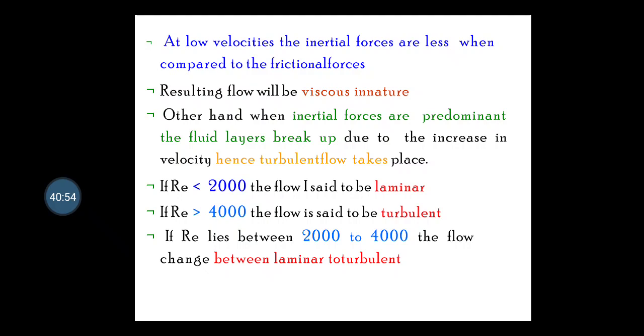On the other hand, when the inertial forces are predominant, the fluid layers break up due to the increase in velocity, hence turbulent flow takes place. If the Reynolds number is less than 2000, the flow is said to be laminar. If the Reynolds number is more than 4000, then the flow is said to be turbulent. If the Reynolds number lies between 2000 to 4000, the flow changes between laminar to turbulent. Okay, so this is all about the Reynolds number.